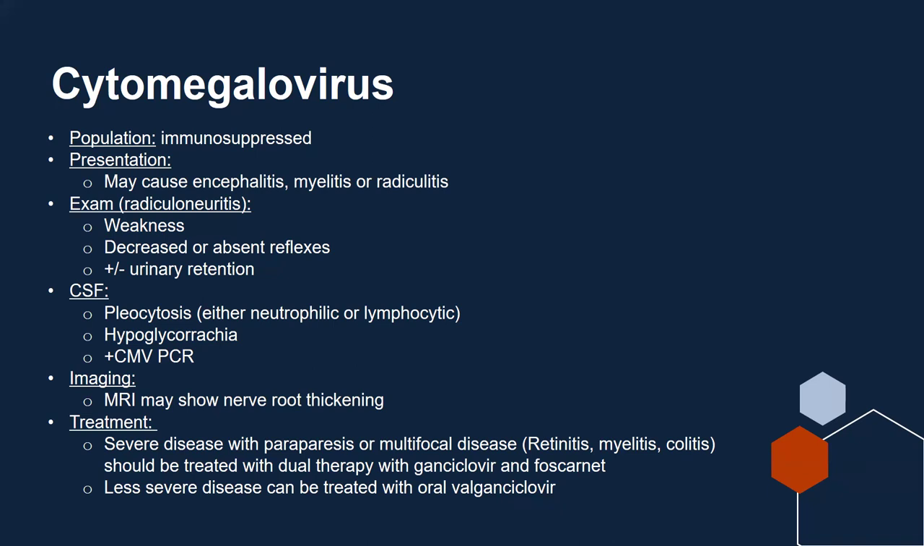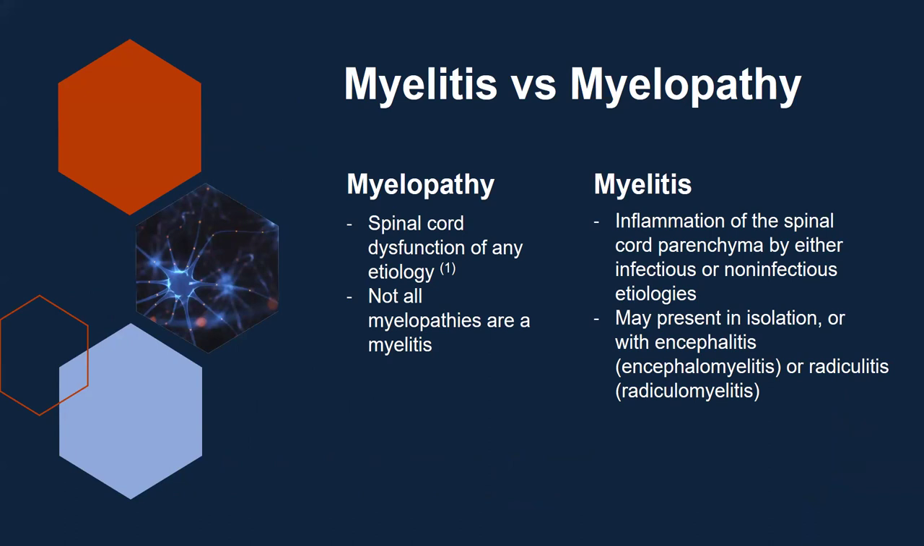And so before we delve into diseases that directly affect the spinal cord and not just the meninges, I wanted to highlight the difference between myelopathy and myelitis. So myelopathy, by definition, is spinal cord dysfunction of any etiology, whereas myelitis is inflammation of the spinal cord parenchyma by either infectious or non-infectious causes. So not all myelopathies are myelitis. Myelitis can also present in isolation as just a myelitis by itself, or it can present with encephalitis or radiculitis.